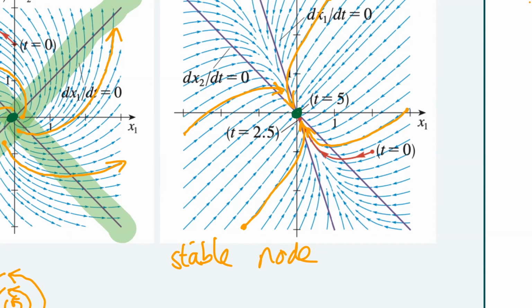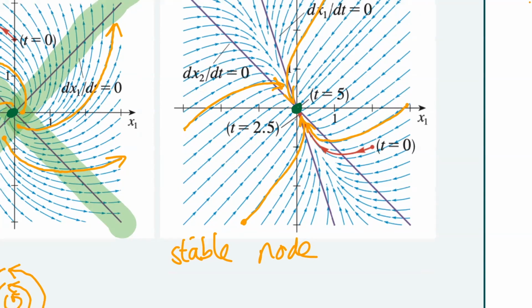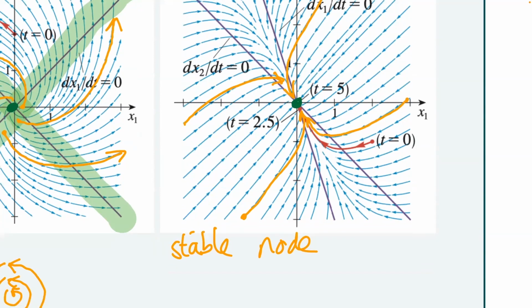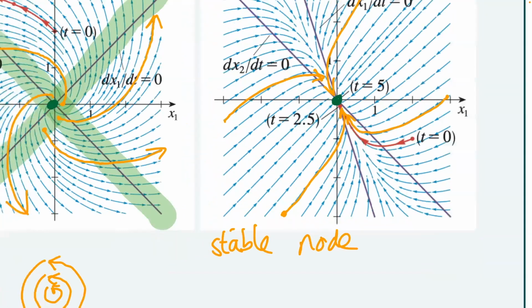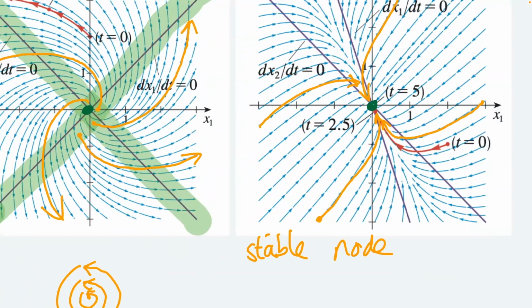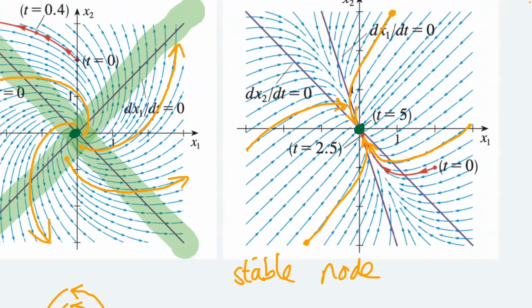There are also things called stars, but we're not going to talk about stars in this course. As far as we're concerned, we'll just focus on nodes and spirals and saddles. Okay. Before I move on, any questions about these phase planes or anything I've talked about so far?